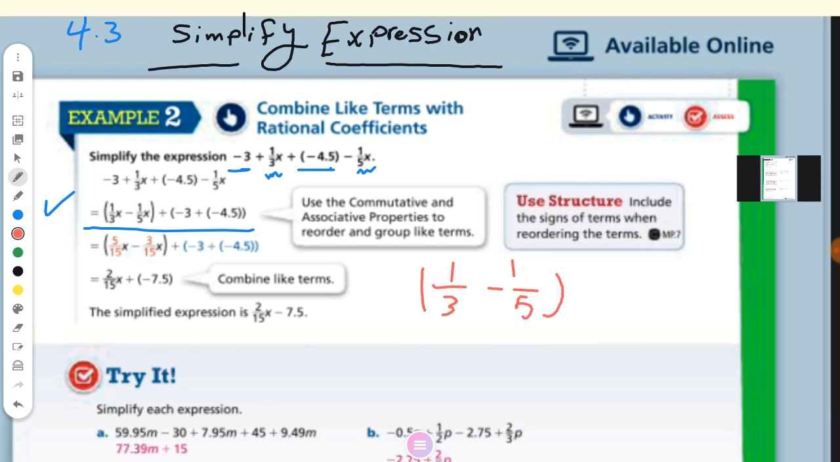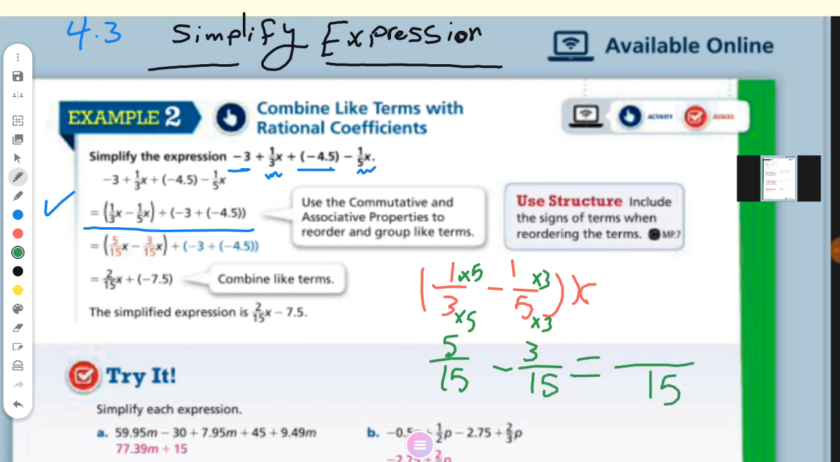How do we make this subtraction? Actually, we have to make a common denominator for both. So I will multiply by 3 here, and by 3 here, by 5 here, by 5 here. It will be 5 over 15 minus 3 over 15, which is equal to, what's the 15? 5 minus 3 is 2. And the variable of this number is x. So it's 2 over 15x, as you see here in the example. 2 over 15x. What about the other numbers?